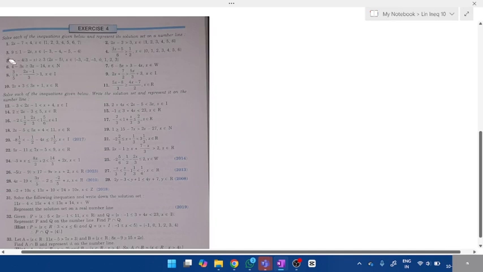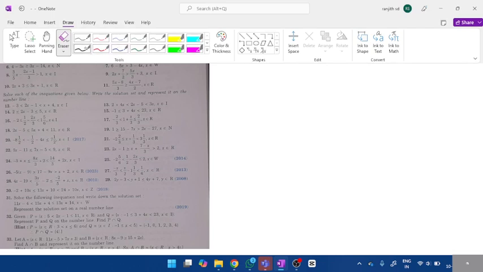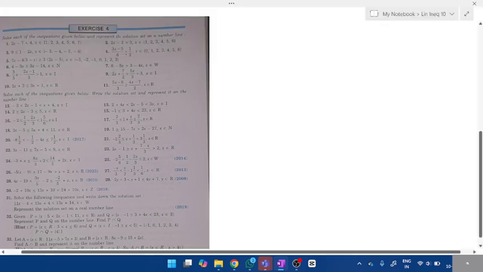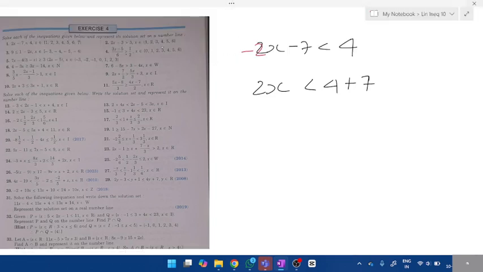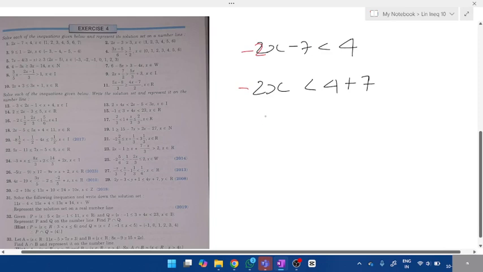Before solving the second question, look here. 2x minus 7 is less than 4. How did you solve this equation? 4 plus 7, right? What if the equation was like this? The sign is the same, correct. Less than 11.